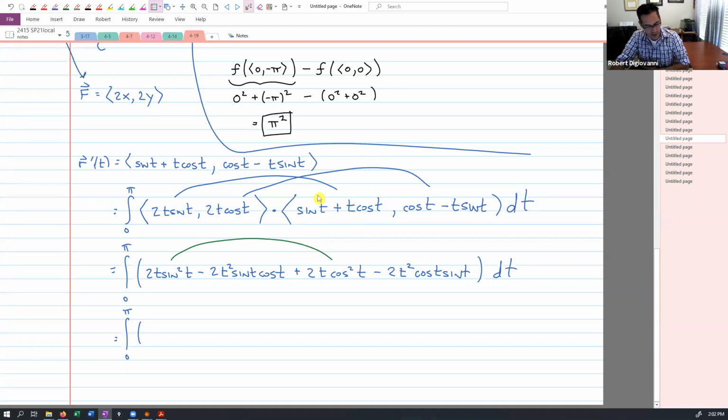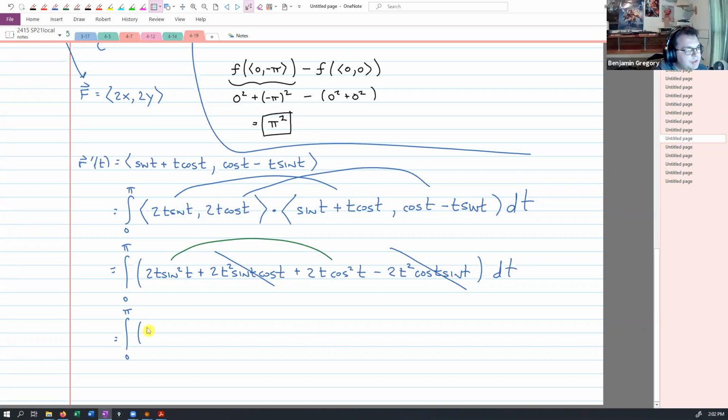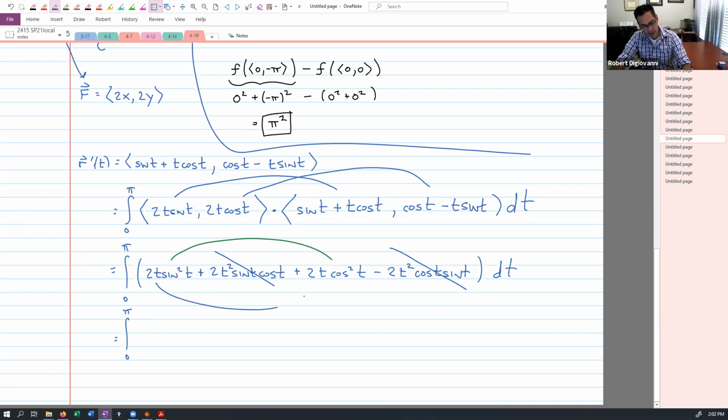Okay, that might actually make things nice, right? Because I'll have this and this will be plus, and then these two cancel. And then you'll get rid of the sine squared and cosine squared and just have 2t. Yeah, these two put together, you can factor out a 2t and you'll be left with sine squared plus cosine squared. That's a 1. So you get 2t dt, which is just going to be t squared evaluated from 0 to pi, which is just going to give you pi squared. Same answer. Not a coincidence. A lot more work, right? A lot more work.